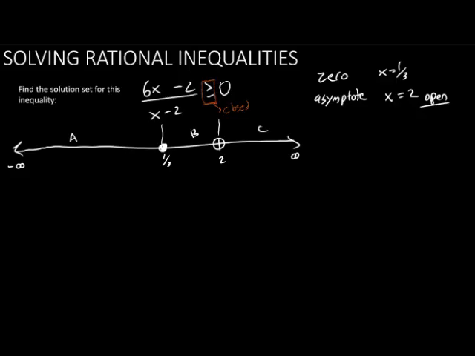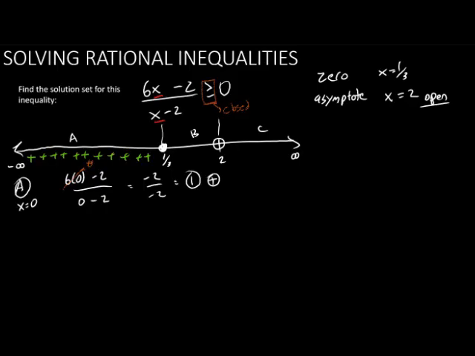Here we'll go to region A and select an x that is less than 1/3. Let's try x equals 0, and let's plug that in everywhere we see x in our inequality. We'll take 6 times 0 minus 2 over 0 minus 2. 6 times 0 is still 0, and so we'll have -2 over -2. -2 over -2 will give us +1. That is a positive answer, and that tells us that everything in region A will be positive.